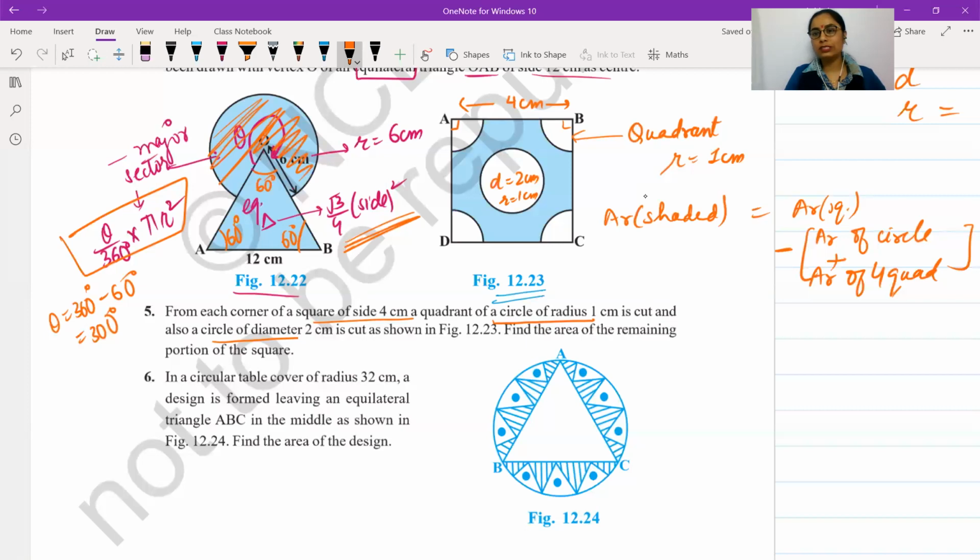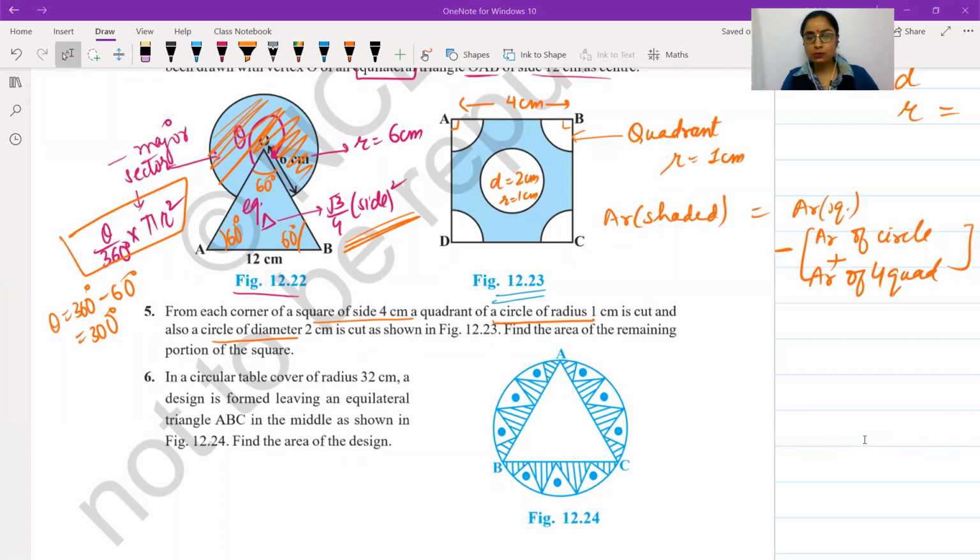Again, if you want to solve step by step, you can find out these areas one by one. First, you can find out the area of the square, you can find out the area of the circle, then you can find out the area of the 4 quadrants, and then you can come back to writing down that the area of the shaded region will be given by total area, which is for the square.